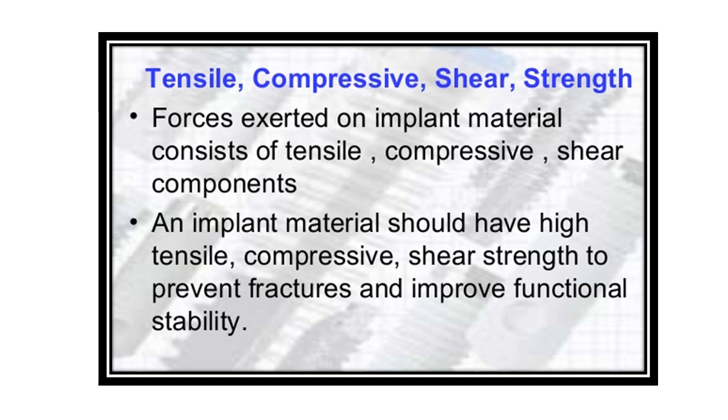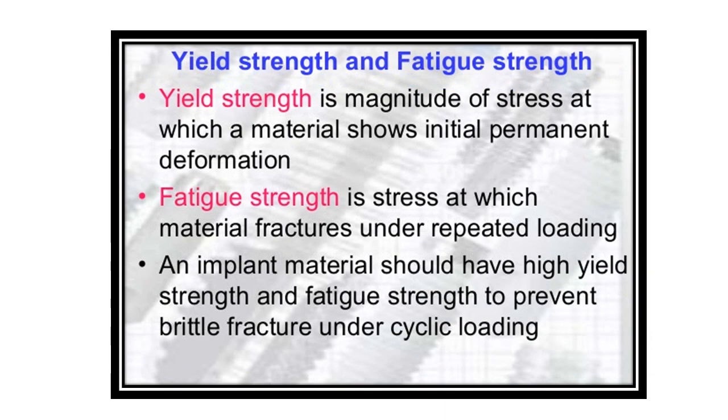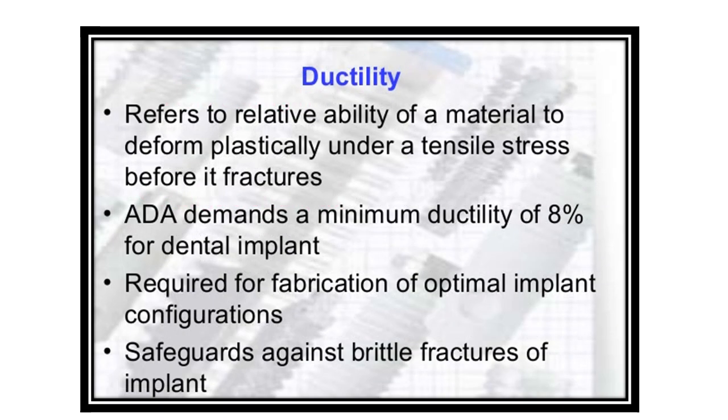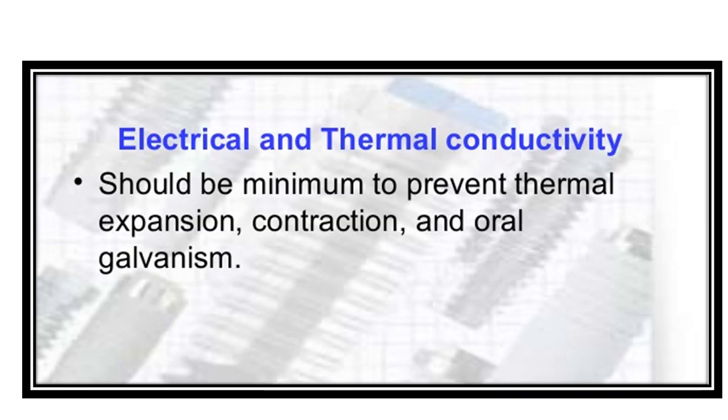The tensile, compressive, and shear strength basically should be high to prevent fracture and improve the functional stability. Strength and fatigue strength are also important. Why? Because repeated, cyclic loading is taking place within the oral cavity. So the implant material should have high fatigue strength and yield strength to prevent brittle fracture under the cyclic loading. Ductility should be high so that it doesn't fracture, and we can make the desired shapes and designs of the implant. Electrical and thermal conductivity should be minimum to prevent expansion, contraction, and oral galvanism.